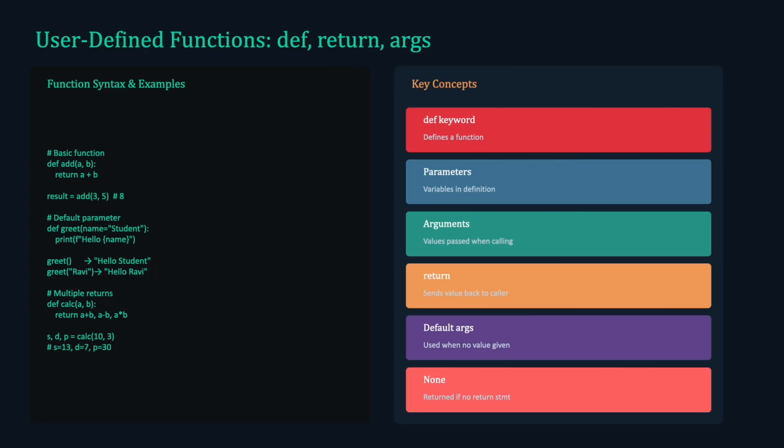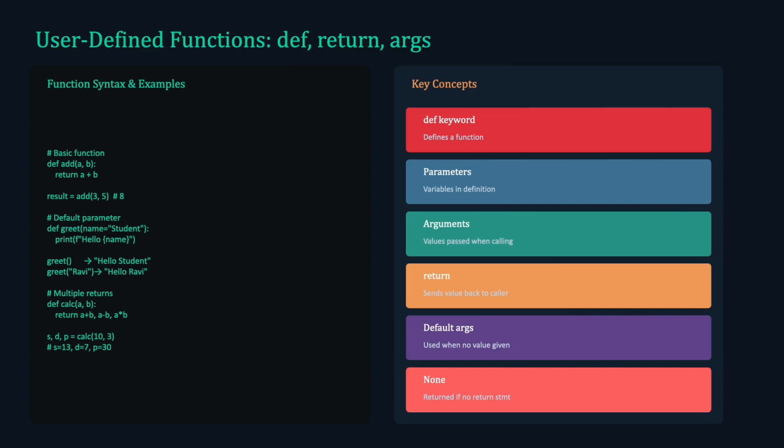The def keyword creates a function. Parameters are the variables in the definition, like a and b in def add(a, b). Arguments are the actual values you pass when calling, like 3 and 5 in add(3, 5). The return statement sends a value back to the caller. Default parameters provide fallback values.